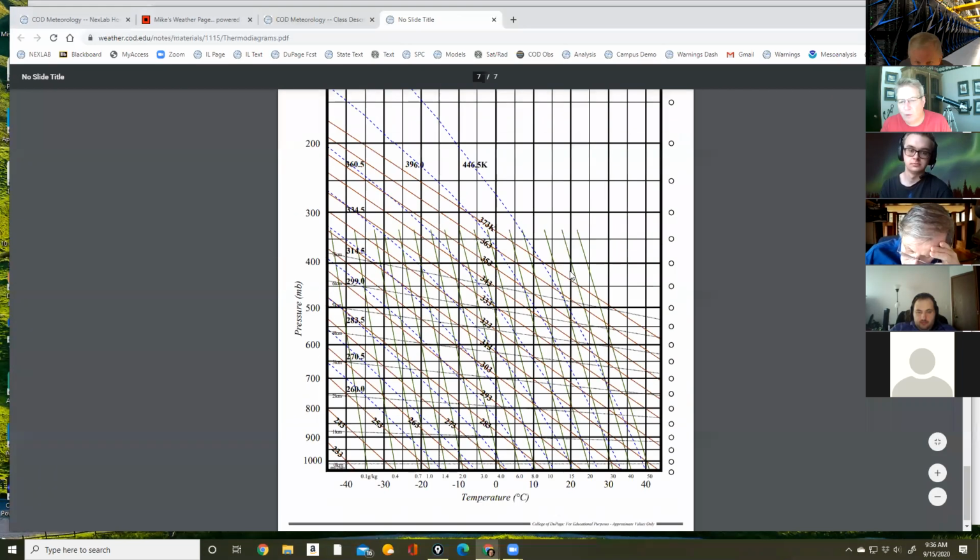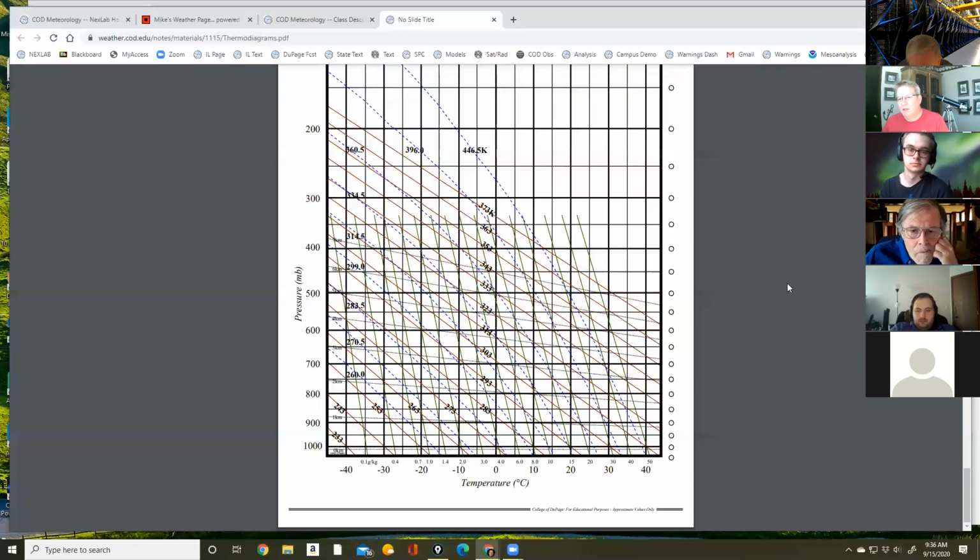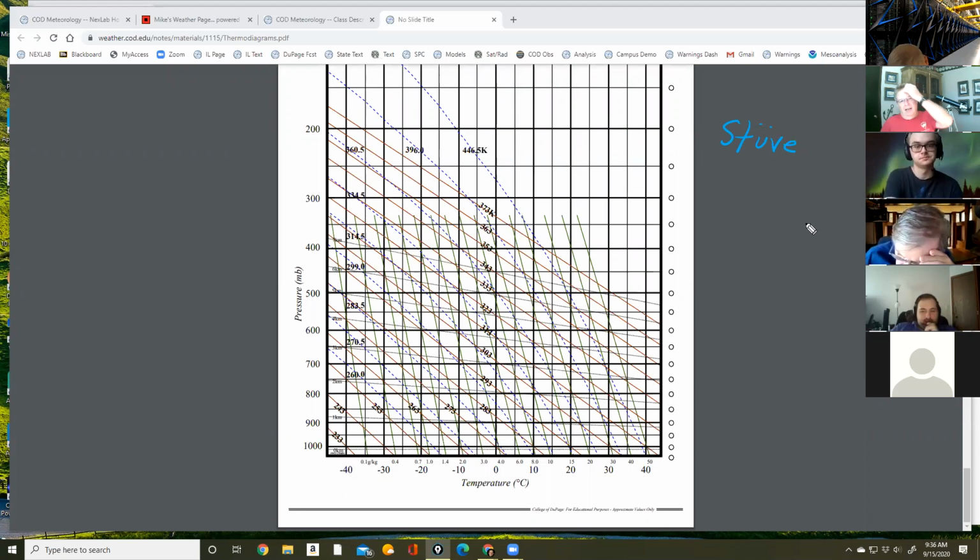What kind of diagram is this? Skew T? No, this one is a Stüve. That's what this is called. I've had arguments with Ron and Mike and so on, but I've taught longer than they have, and I know bad students.